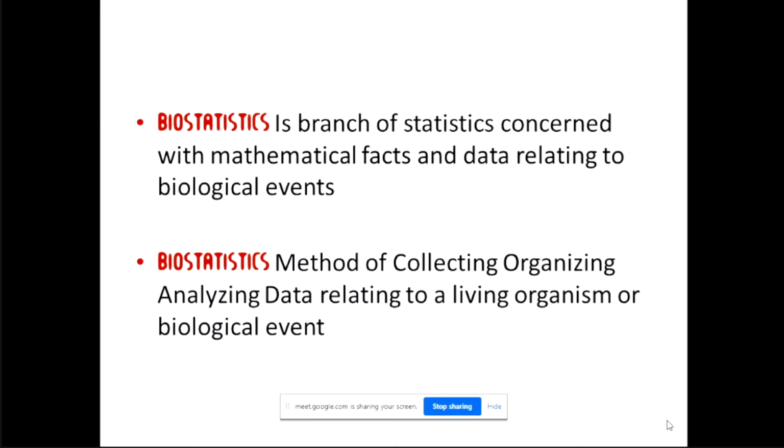So biostatistics is a branch of statistics concerned with mathematical facts and data relating to biological events. We can define it in another way, more clear way. It is a method of collecting and organizing and analyzing the data relating to living organism or biological events.